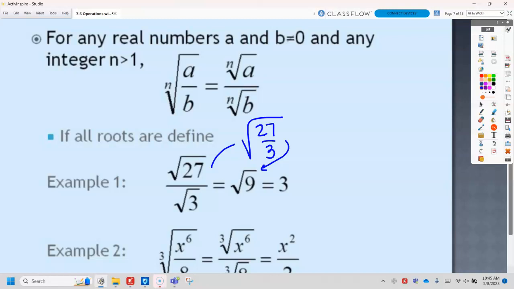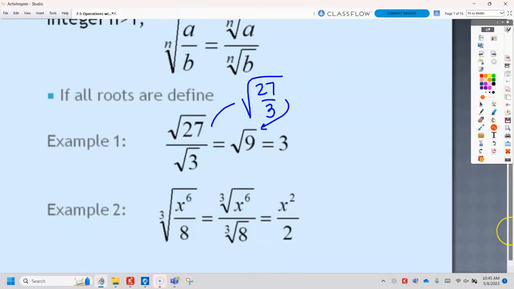We can do that with numbers and variables as well. If you have the cube root of x to the 6th over 8, it's more helpful to think of it as the cube root of x to the 6th over the cube root of 8, because then both of those are perfect cubes. 6 divided by 3 is 2. Cube root of 8 is 2. So that's a case where breaking it apart into separate roots is more helpful.